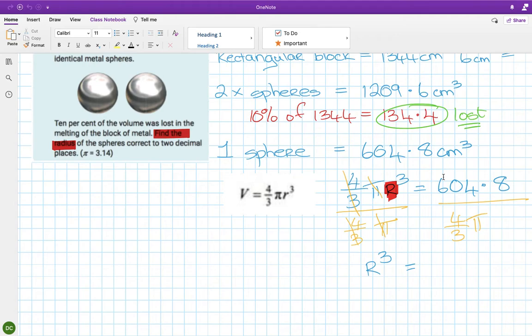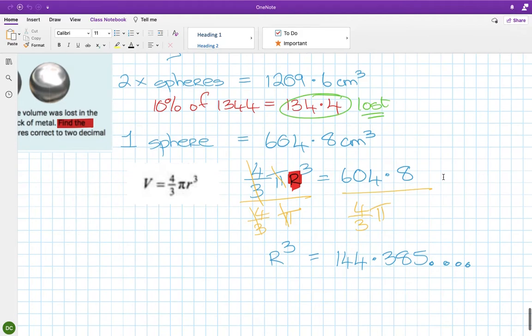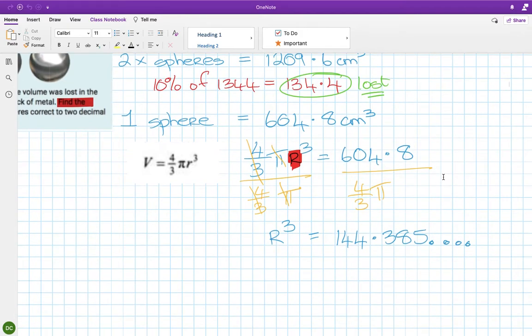And that is giving me 144. Now this number goes on, okay, so 0.385, and it goes on. This is what we were talking about on Friday about rounding. I'm not going to write it all, but I'm going to keep it in my calculator, okay?